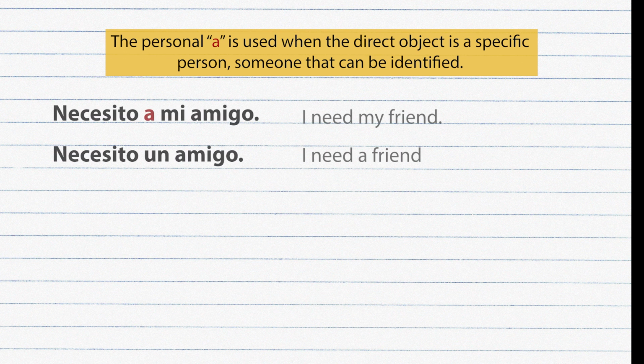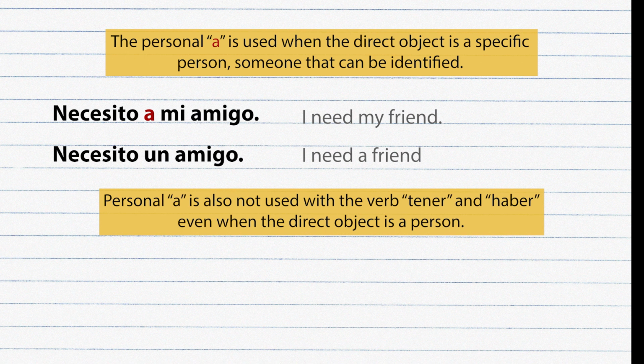For example, I need my friend. Necesito a mi amigo. My friend is a specific person, someone that I know. But I need a friend. Necesito un amigo. The direct object doesn't refer to anyone specific. A friend is not clear. Personal a is also not used with the verb tener and haber, even when the direct object is a person.